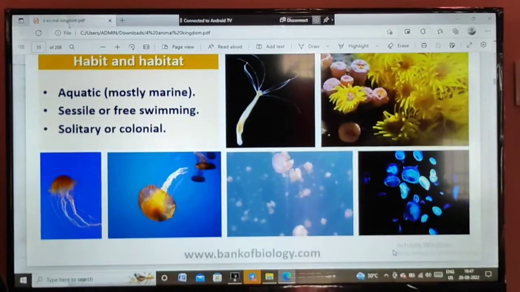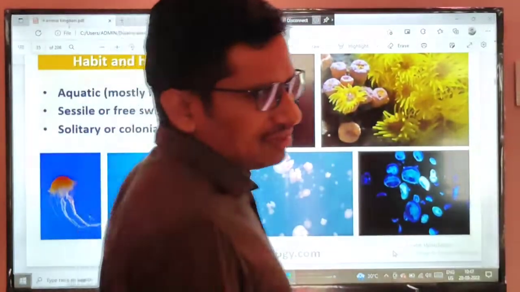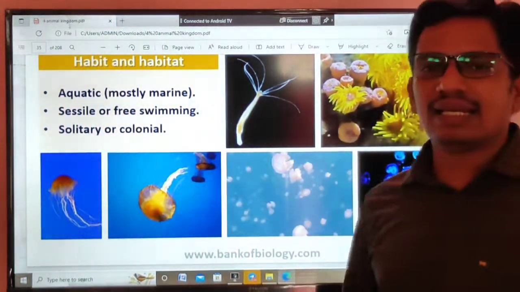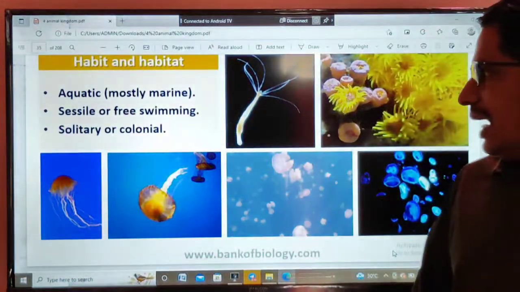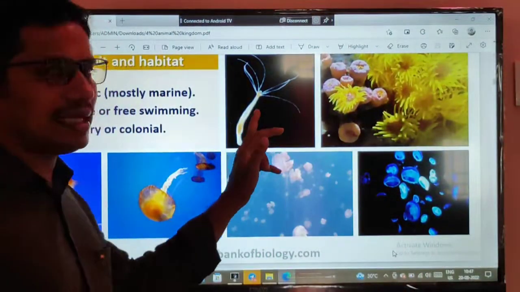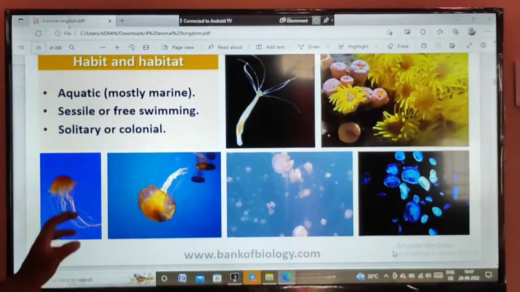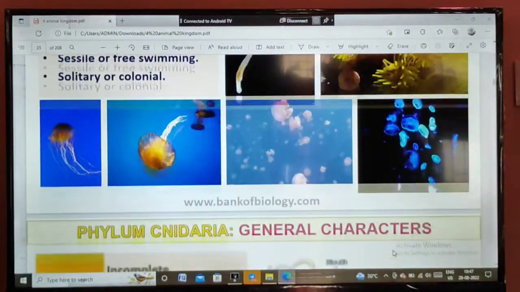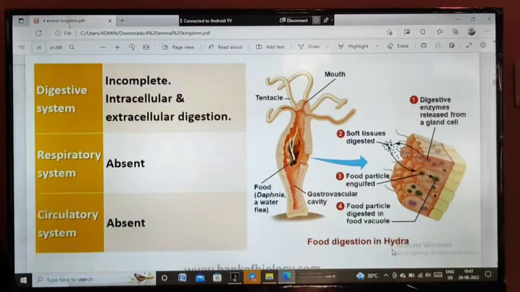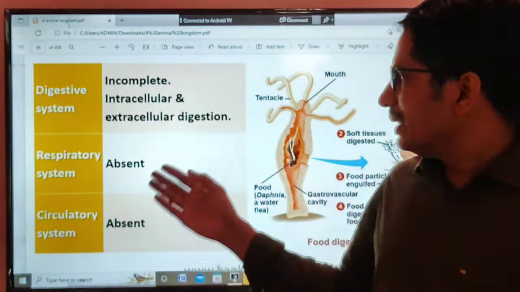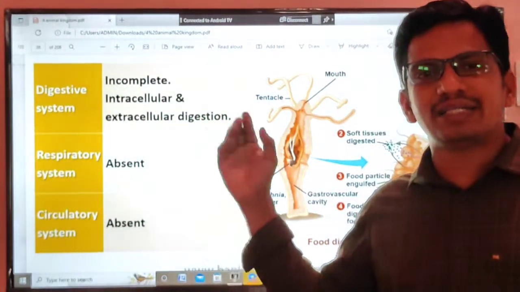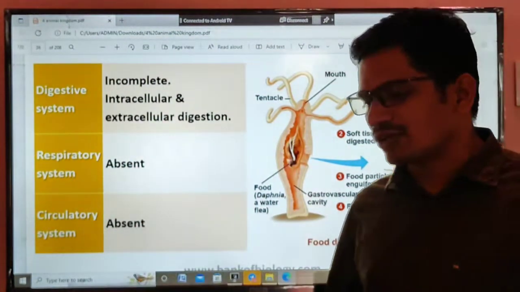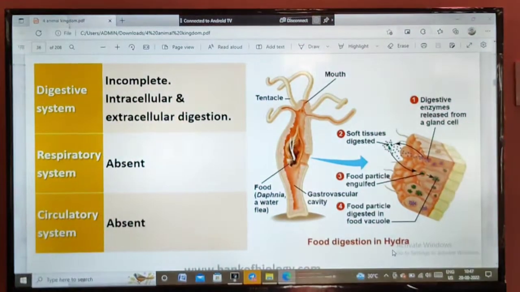Mostly aquatic animals, the habitat is marine. Some are sessile, some are free living, and solitary or colonial. Hydra is a solitary organism. Some are colonial. These are the jellyfish and all organisms which come under the Cnidaria. The digestive system is incomplete, and both intracellular and extracellular digestion take place in cnidarians. The respiratory system is absent, the circulatory system is also absent, but these functions are performed through the body wall.